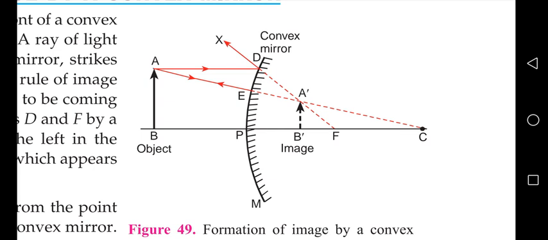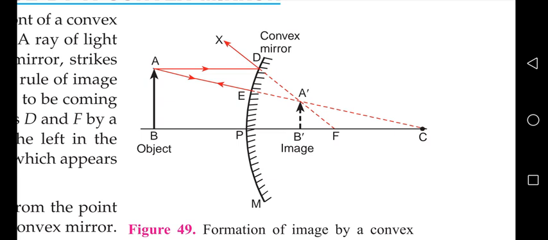Now one more ray is there, that is AE. It is directed towards center of curvature. After reflection at point E, it is going to follow the same path. It will be reflected along the same path. Now, are these two rays actually meeting? No, they are not actually meeting. They are diverging from each other. So therefore, what we do? We are going to extend them backwards. One ray appears to be coming from the focus, and one more ray appears to be coming from the center of curvature. Both of them are going to meet at a point, that is A dash B dash. There the image is formed, right?